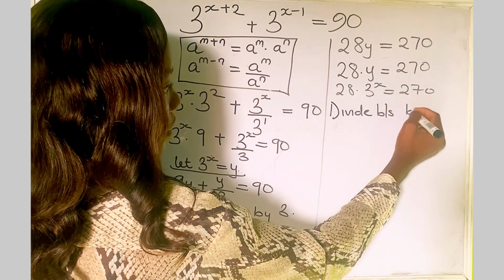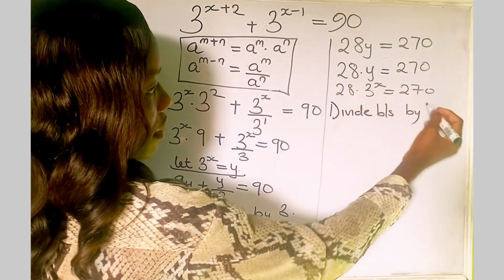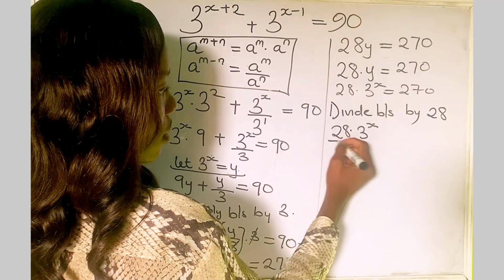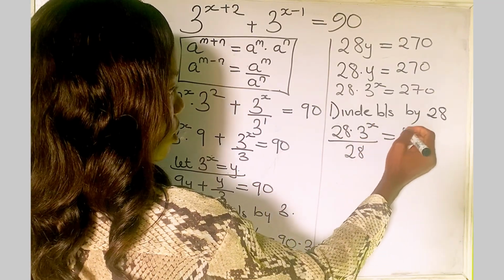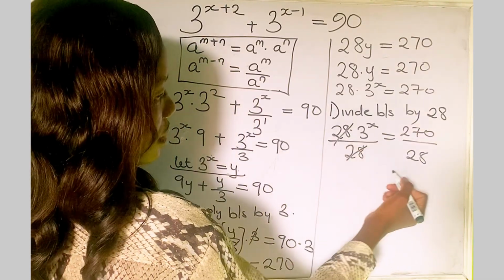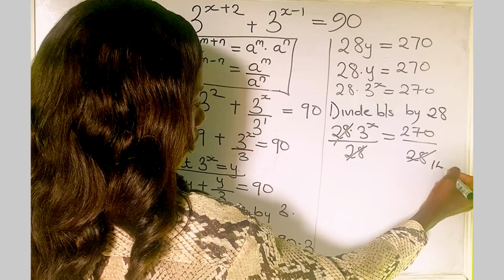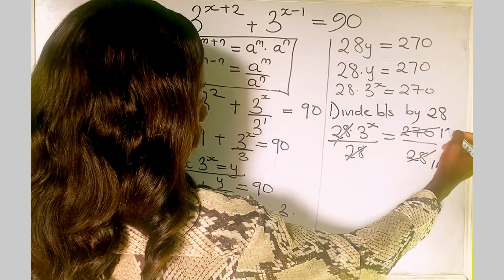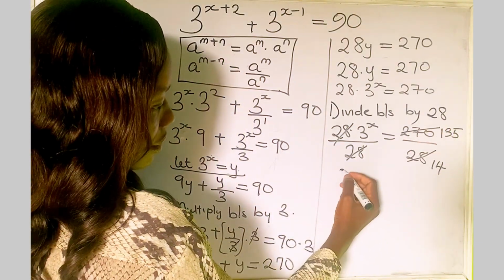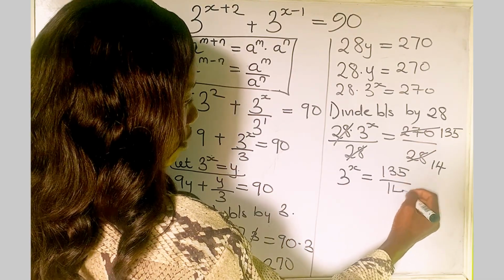We are trying to find the value of x. So we divide both sides by 28. Okay? So we say 28 multiplied by 3 to the power of x all over 28 is equal to 270 all over 28. So 28 cancels 28. Here, what is the least divisible number? Let's start with 2. So 2 can cancel here, we'll have 14. And 2 can cancel here, we'll have 135. Okay? So now nothing is divisible again. So that means you have 3 to the power of x is equal to 135 all over 14.